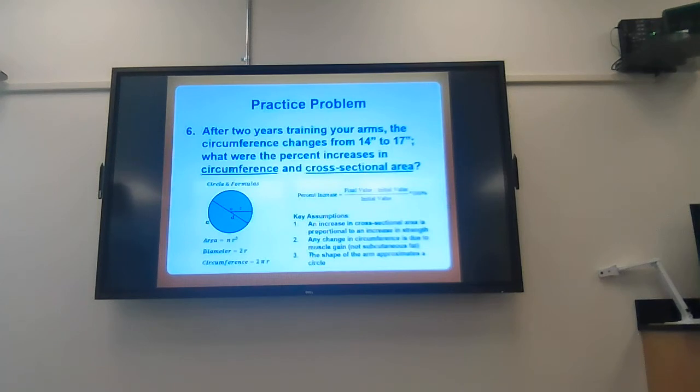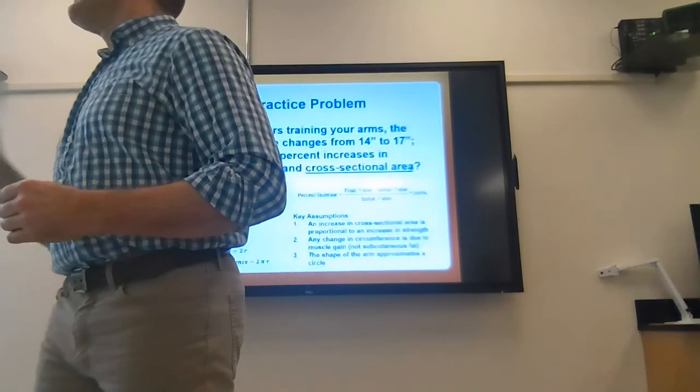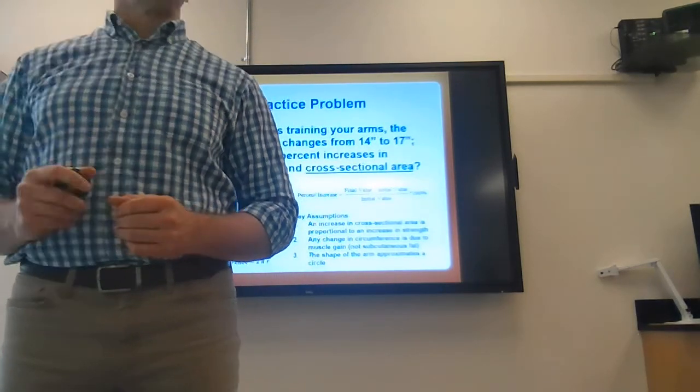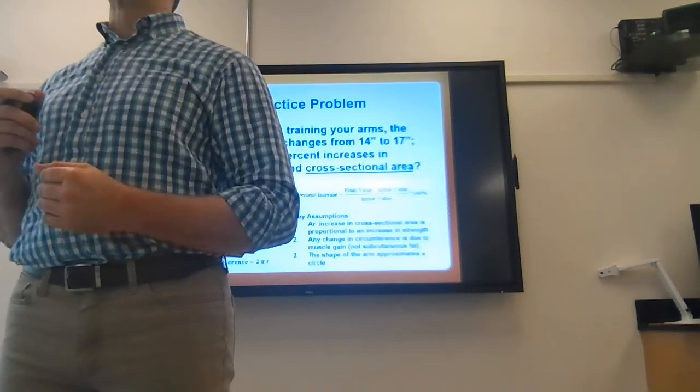And if we're assuming cross-sectional area is proportional to what? Strength. So if that muscle in isolation is roughly 47% stronger because it has a 47% greater cross-sectional area, a 47% increase in strength means what percentage increase in size? 21%. So, geometrically speaking, increases in strength will always be greater than increases in muscle size. Just how it works. So 47% increase in strength is only a 21% increase in muscle size.